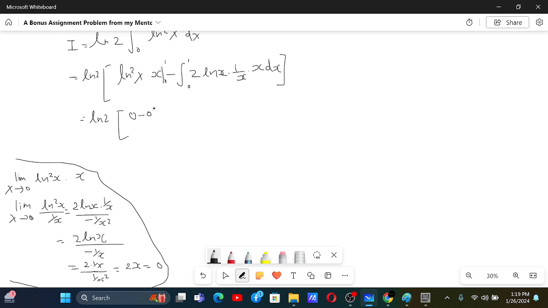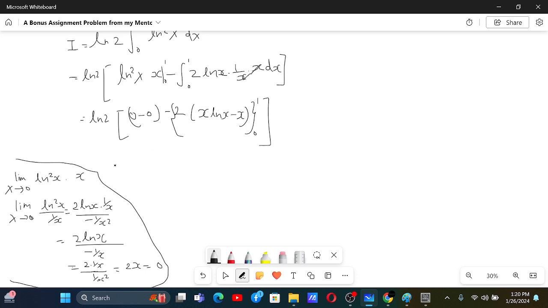Let me not give a big bracket, let me just give a small bracket, and then minus this over here, the x cancels out, and we have 2, and the integral of ln x is just x ln x minus x. We can do it by integration by parts again, and this is from 0 to 1. Let me give a curly bracket, not a big bracket, and this is from 0 to 1.